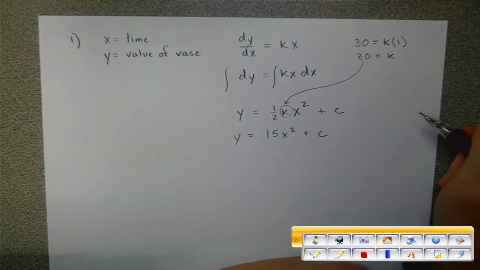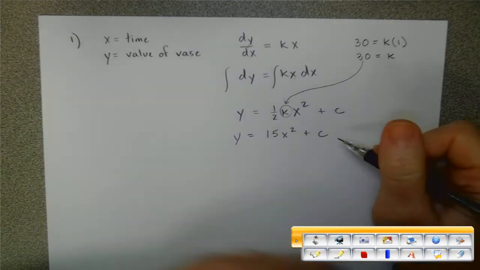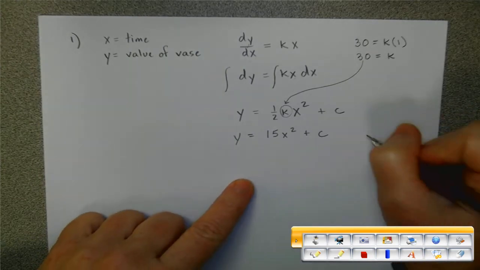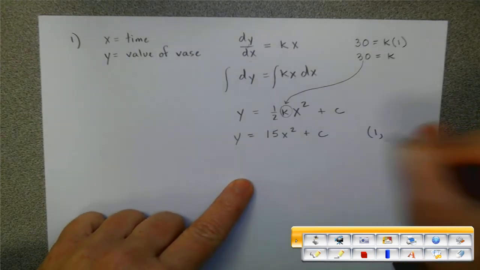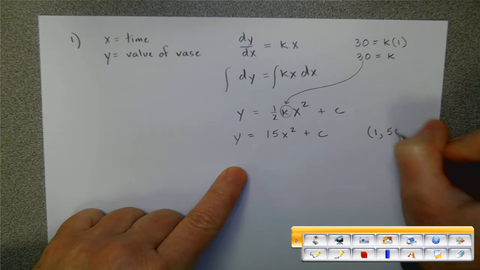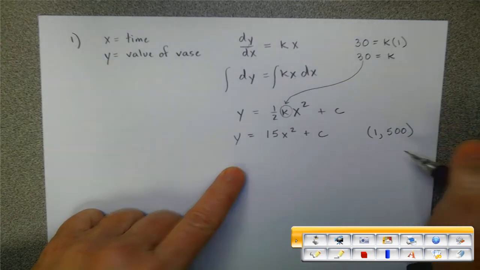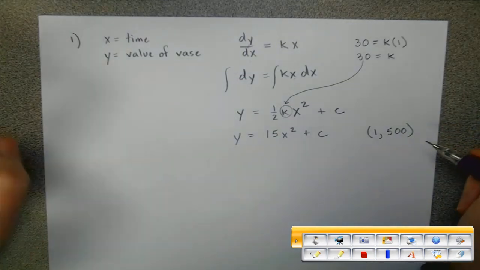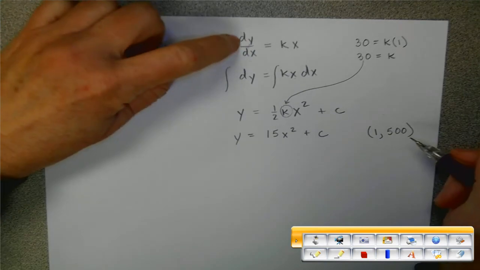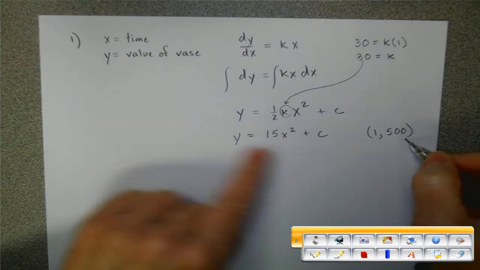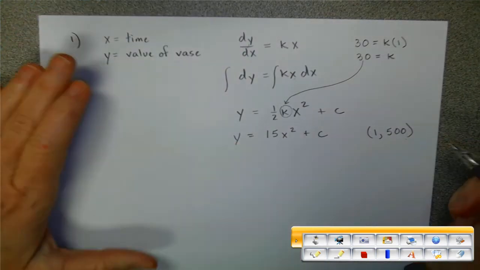They say 1 year after it was found, the value of the vase was $500. Okay, so 1 year after it was found, I have the value of the vase. So when x is equal to 1, y is equal to 500. Okay, notice neither one of those numbers was a rate, so I don't have to go back to my differential. These I can plug into this equation and solve for my constant of integration.